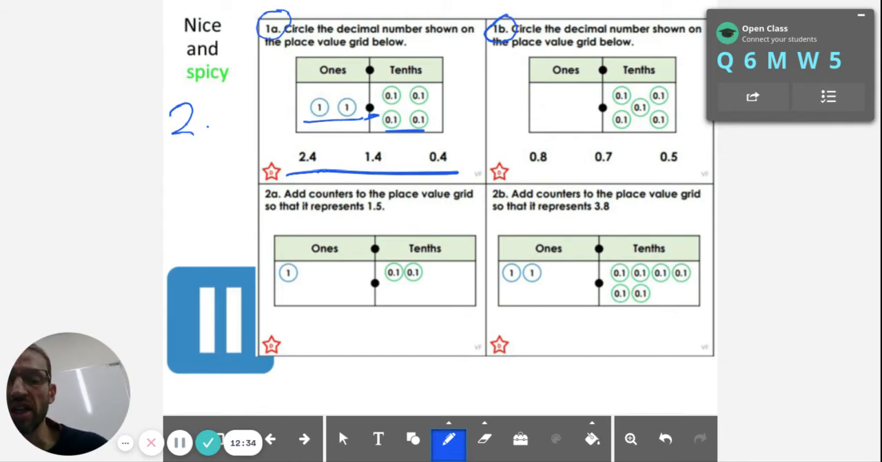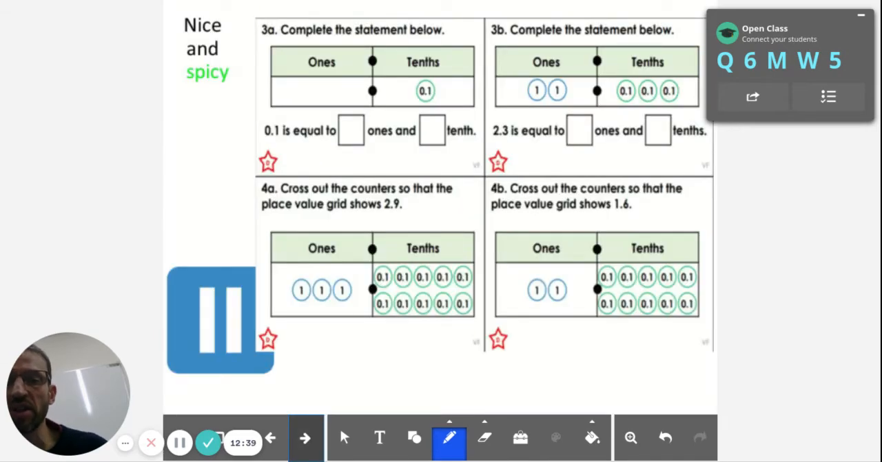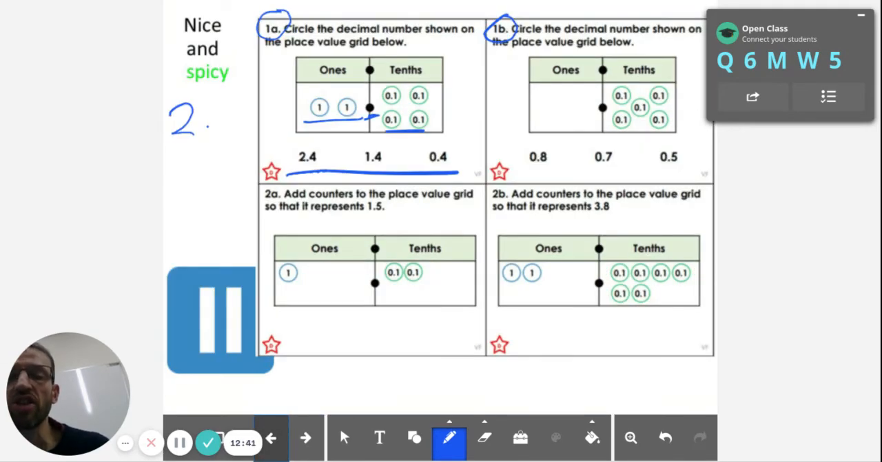You've got 2 pages here for the nice and spicy. You've got that one and the next one. Off you go, and when you finish, you can restart the video for some spicier work and the spiciest challenge. Good luck.